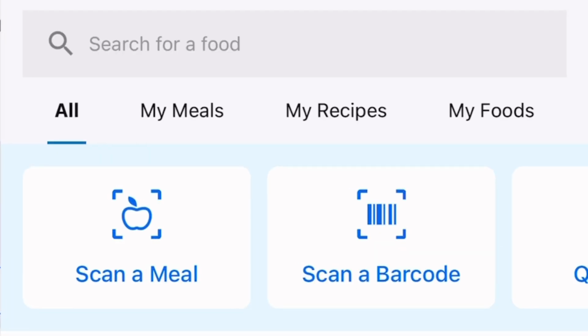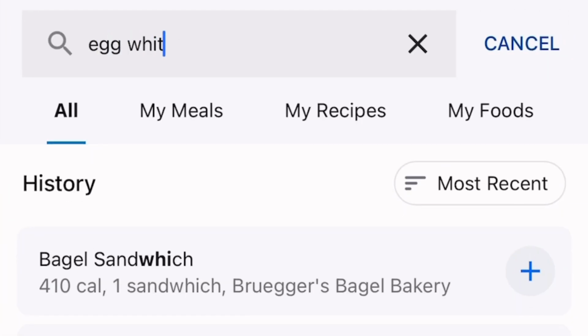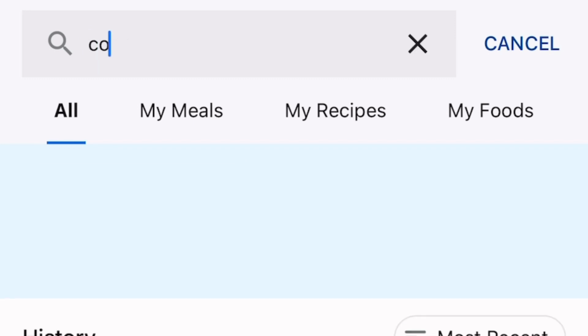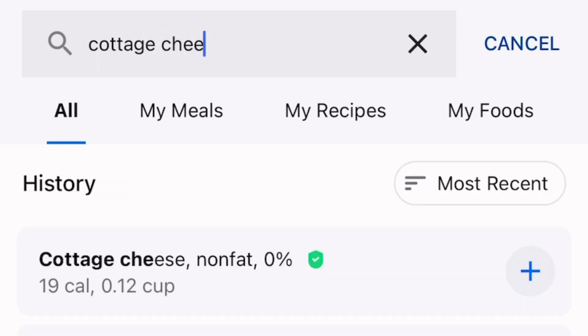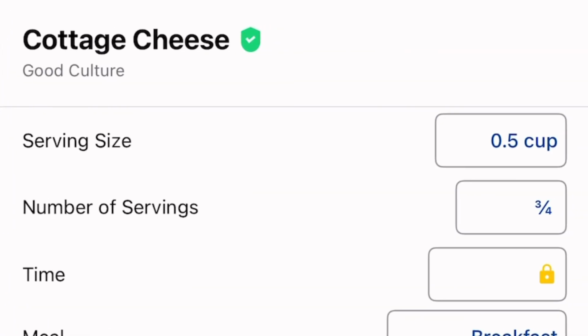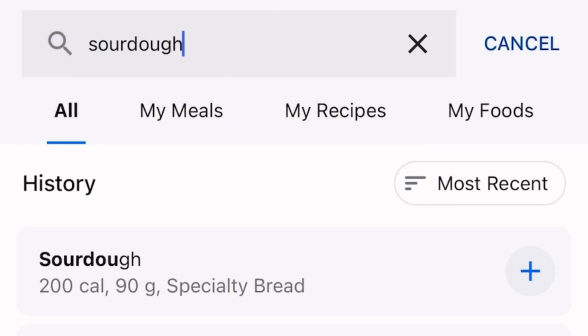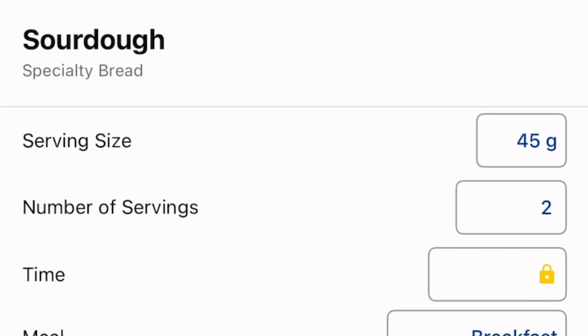How to use MyFitnessPal. So you're literally going to go in and put everything that you are eating. With the egg whites, I use liquid egg whites, so I have to adjust it to cups instead of actual egg whites. When I'm looking for cottage cheese, I'm looking for the actual brand Good Culture. The best way to be accurate is to find the exact brand. Obviously, that's not always possible, but look for the brand or try to input the stuff manually.